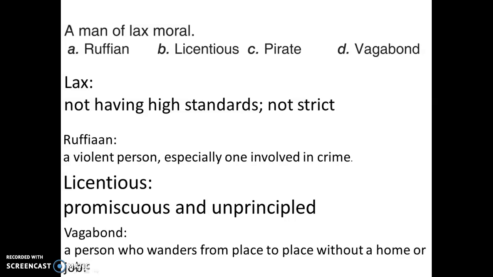Vagabond is a person who wanders from place to place without a home or job. And pirate is something you do, like pirated CDs, pirated movies, pirated books. That is what pirate is. So here licentious is most close to a man of lax moral, because a violent person is not having a lax moral, he is violent. And a person who is homeless or jobless isn't having a lax moral, he is just not having the things. So licentious is the answer of this question. Let's move on to the next one.